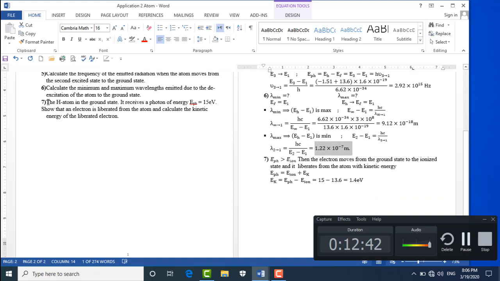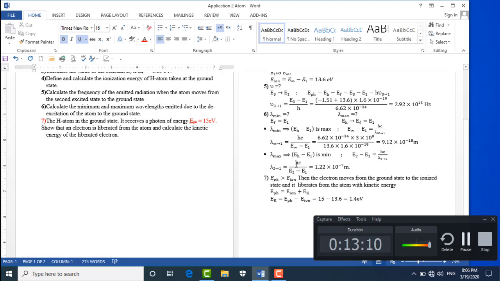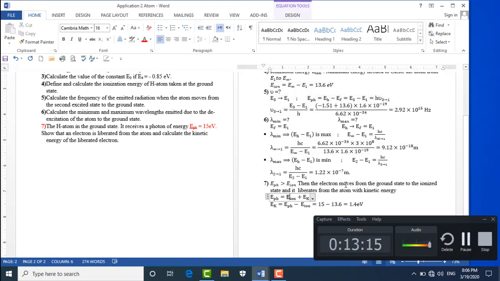The hydrogen atom, part 7: the hydrogen atom in the ground state receives a photon of energy 15 electron volt. E photon equals 15 electron volt. Show that an electron is liberated from the atom and calculate the kinetic energy of the liberated electron. In this case, interaction atom-photon, E photon 15 electron volt, which is greater than the ionization energy, which is 13.6. So the electron moves from the ground state to the ionized state, from E1 to E infinity, and it liberates from the atom with kinetic energy. Apply Einstein's relation: E photon equals E ionized plus E kinetic. E kinetic equals E photon minus E ionized, equal to 1.4 electron volt.